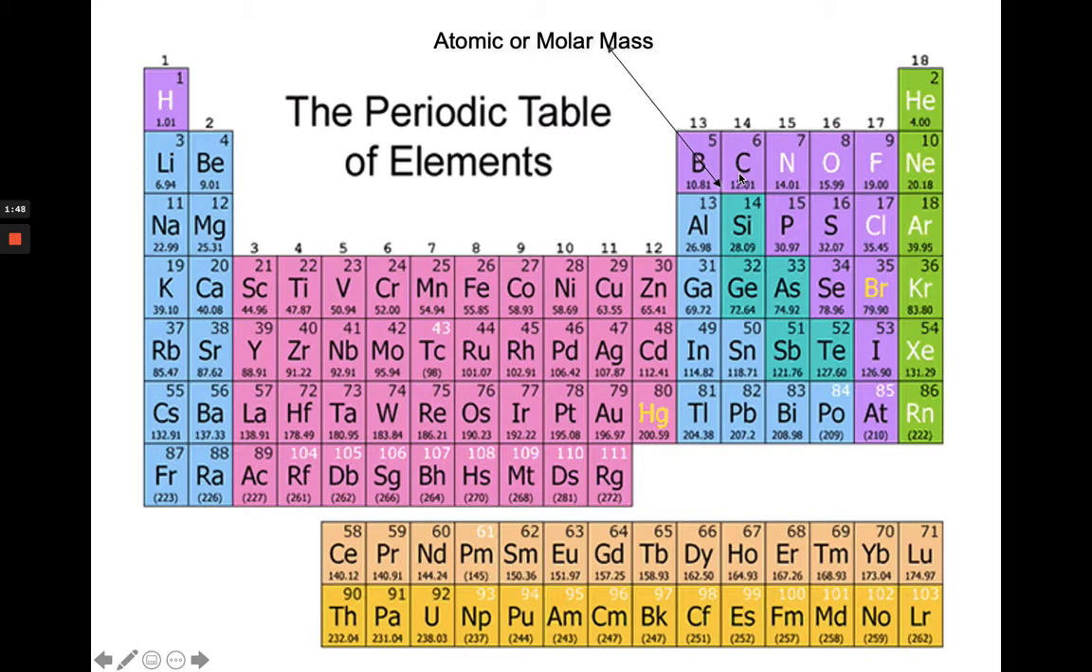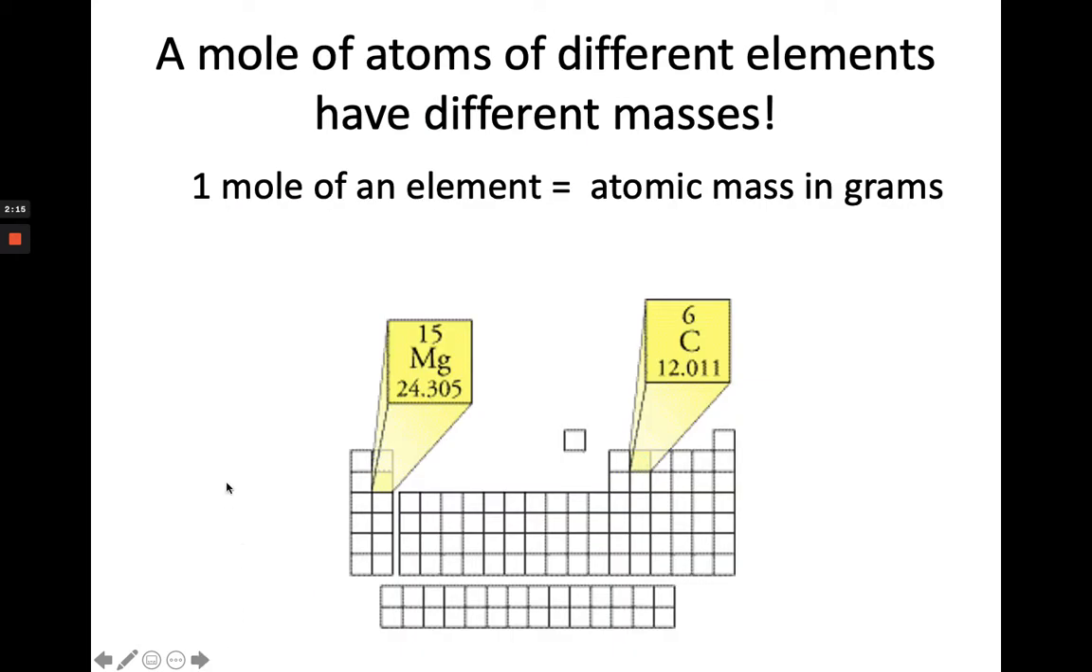So what that means is 1 mole of carbon actually has a mass of 12.01 grams. All right, so the molar mass and the atomic mass of elements are the same. Whatever you see as the atomic mass on the periodic table will also be the mass of 6.02 times 10 to the 23rd atoms of that particular element. It's very convenient. So a mole of atoms of different elements will have different masses, just like a dozen ping pong balls and a dozen bowling balls are still 12, still a dozen, but will weigh quite a bit differently.